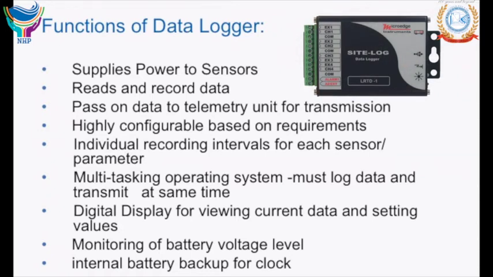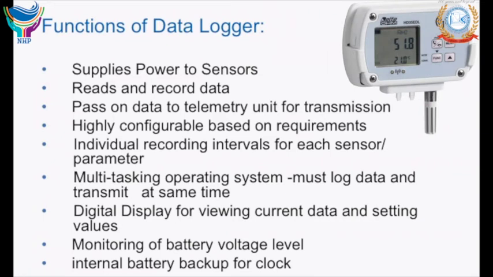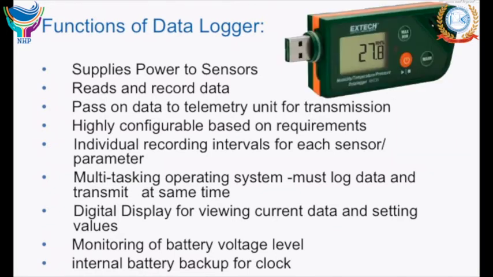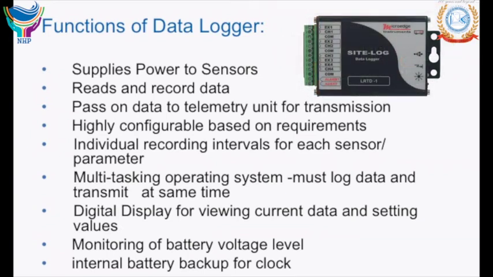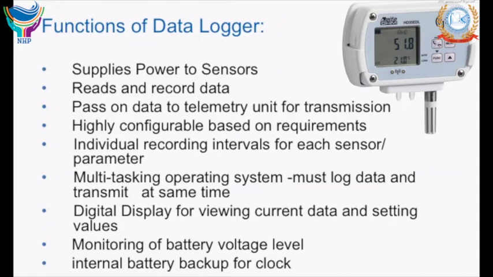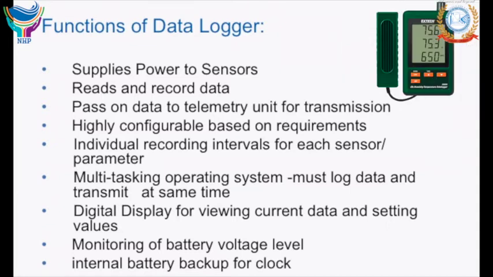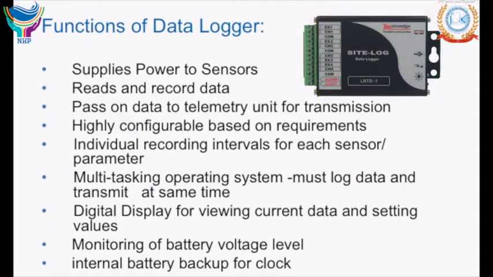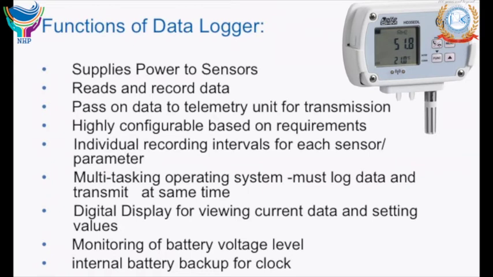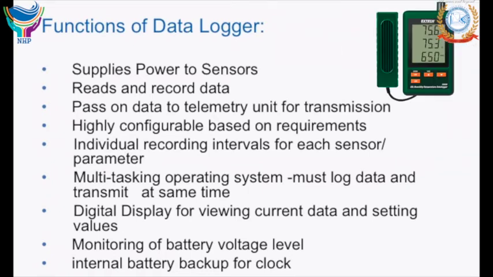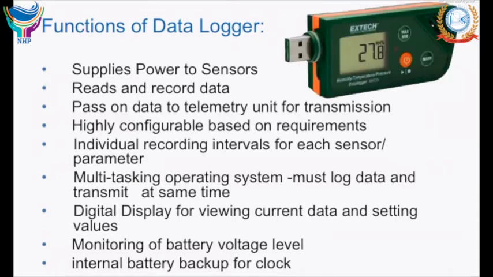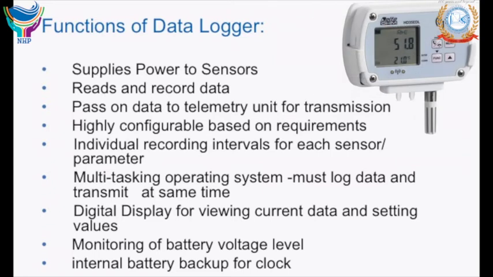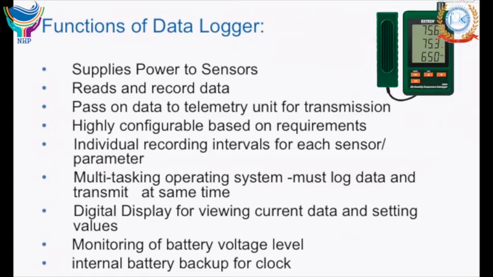Let us understand how a data logger functions. Most importantly, it supplies power to the sensors, reads and records data, and passes on this data to the telemetry unit for transmission. Secondly, it is configurable based on the requirements and provides recording intervals for individual sensors and parameters. It has a multitasking operating system, enabling it to log and transmit data at the same time. It has a digital display for monitoring current data and setting values as well as monitoring battery voltage level. Lastly, it has an internal battery backup for the clock.